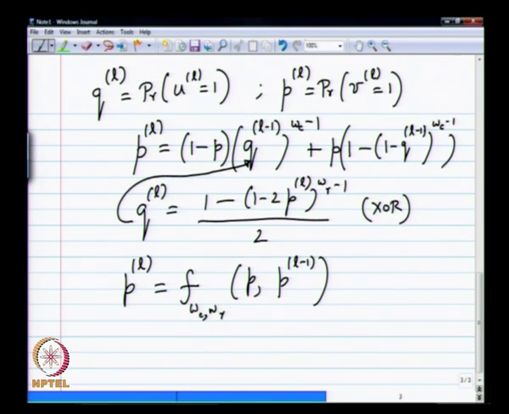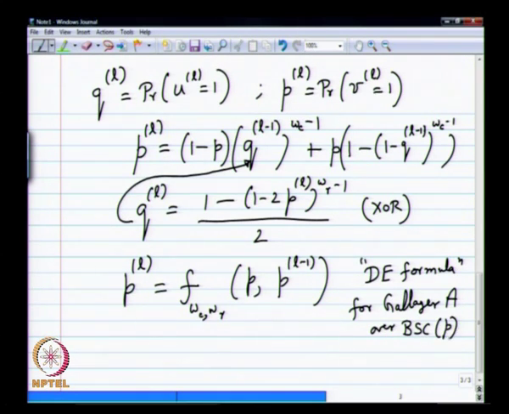You can write down this function. It is not a very complicated function, but there are so many terms that you have to write it out, and I am being lazy here and not writing that expression out. So, it is easy to write that expression out, and this is the density evolution formula, the DE formula for Gallagher A over BSC P.